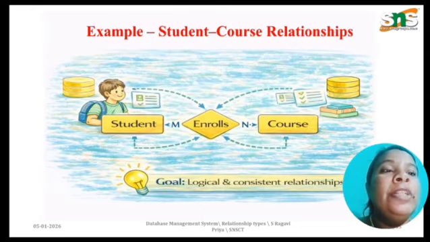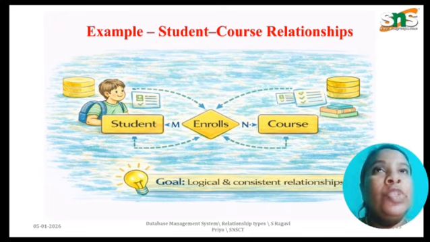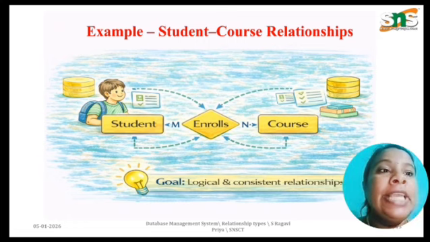Example, student course relationship. Student has many entities, which we can represent as M. Enrolls is a relationship. Then for courses also, we have different kinds of courses, so it has different entity sets. So it has a wide range of cardinality, and we can say it is M:N.